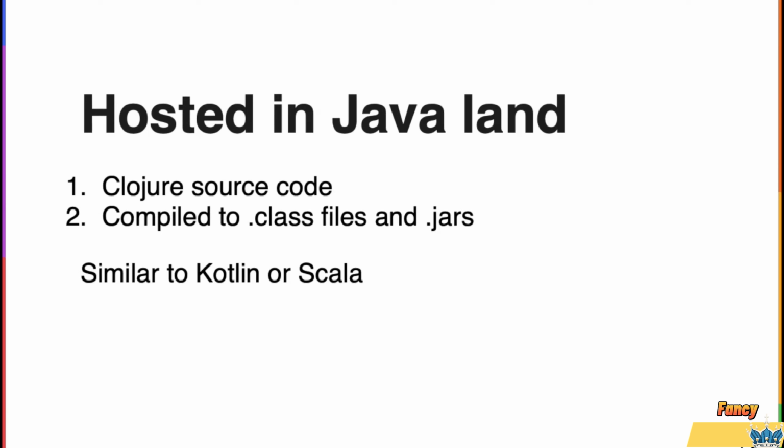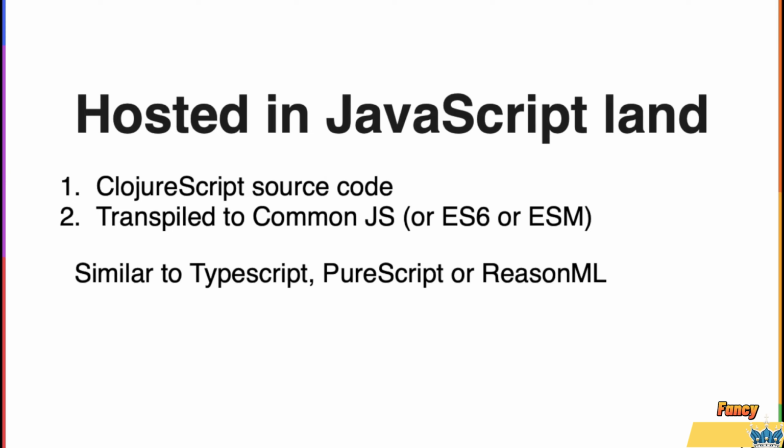Clojure is a hosted language. It targets the virtual machines of other languages. In Java land, Clojure source code is converted to .class files, which can run on top of any JVM. In JavaScript land, Clojure is transpiled to CommonJS or ESM modules, similar to PureScript or ReasonML.